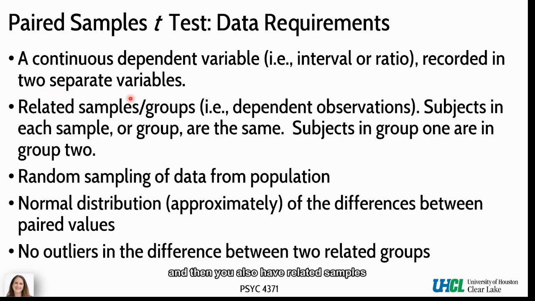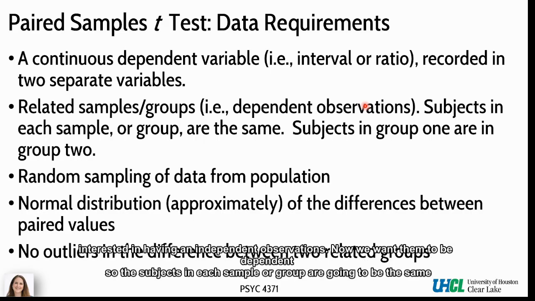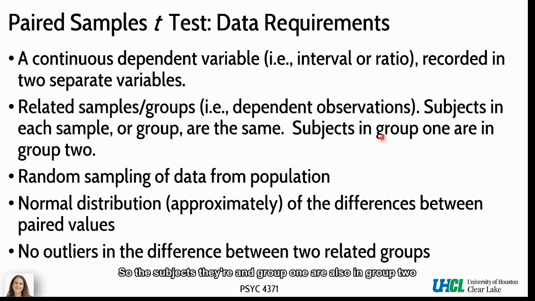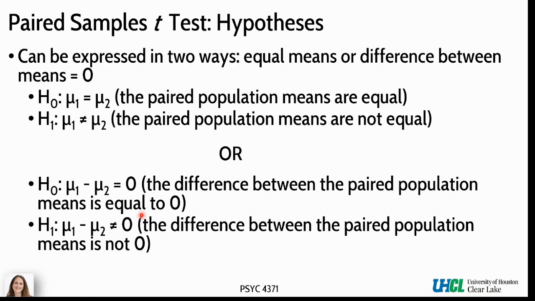And then you also have related samples. These are dependent observations. You'll notice in the previous example, the 2-sample, we were very, very interested in having independent observations. Now we want them to be dependent. So the subjects in each sample or group are going to be the same. So the subjects that are in group 1 are also in group 2. You had random sampling of your data from the population. You've got an approximately normal distribution of the differences between the paired values, and you don't have any outliers.